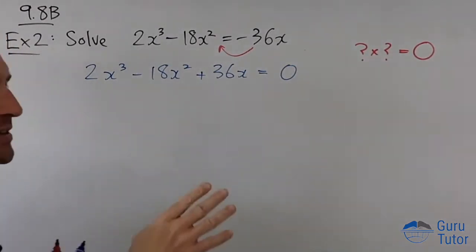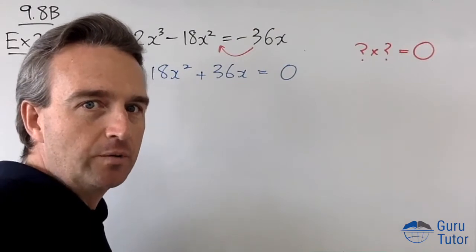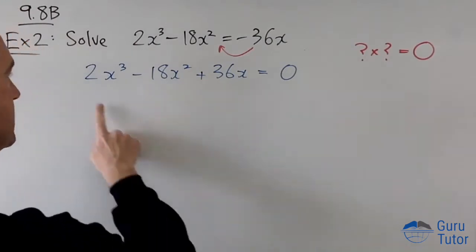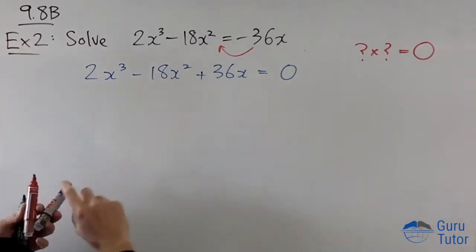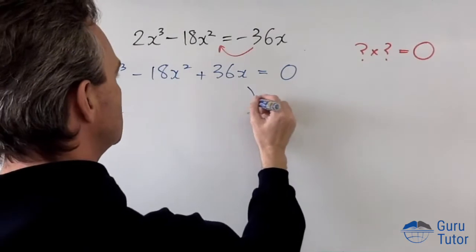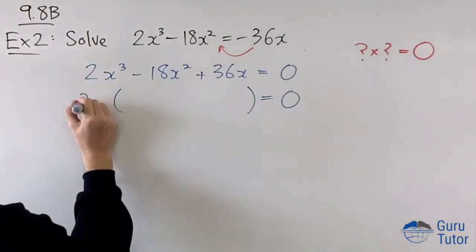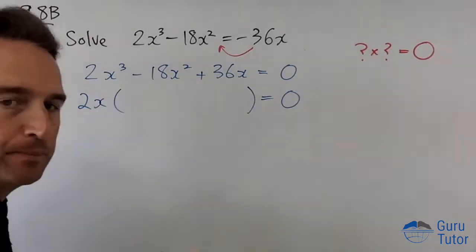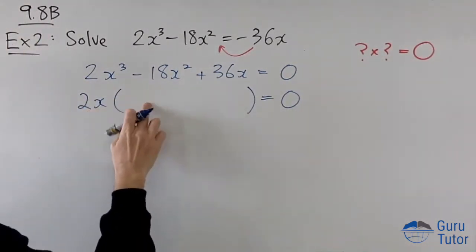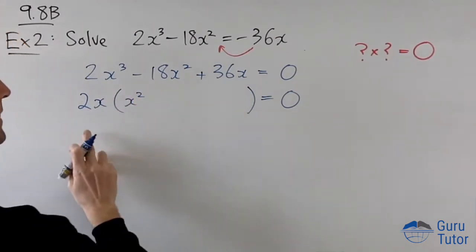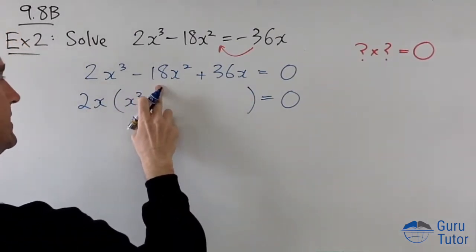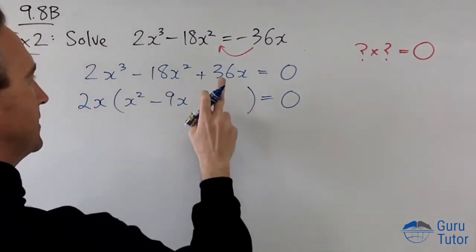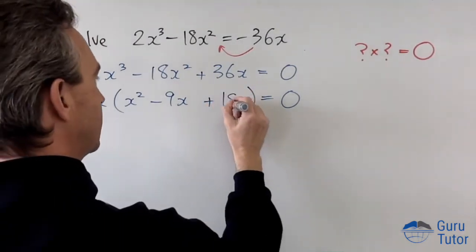Can we factor this? Yes, we can. First thing we always try is to get a common factor, just a single greatest common monomial factor. Do we have anything? Yes, these are all even numbers, so we can take out a 2. And we also have x's everywhere, so we can take out an x. And what's left? Think backwards. 2x times what gives 2x cubed? X squared. 2x times what gives negative 18x? That's going to be minus 9x. 2x times what gives 36x? That's going to be 18.